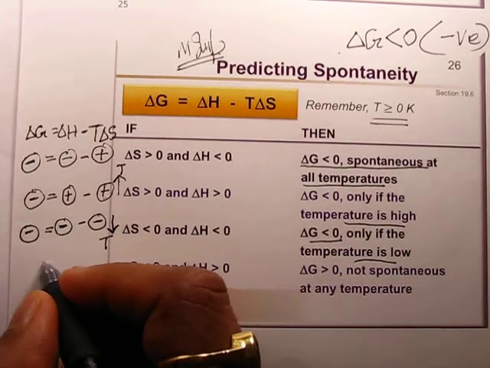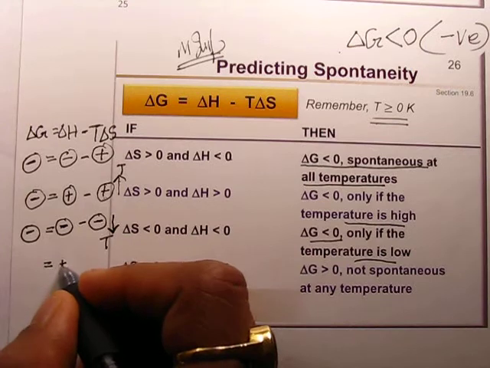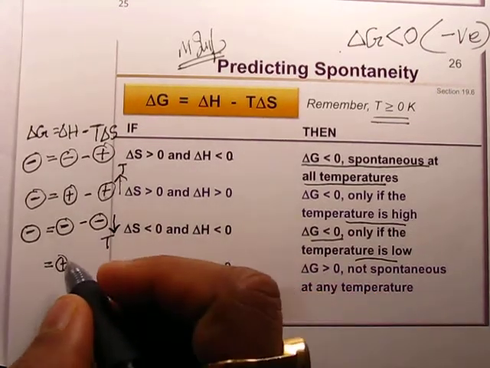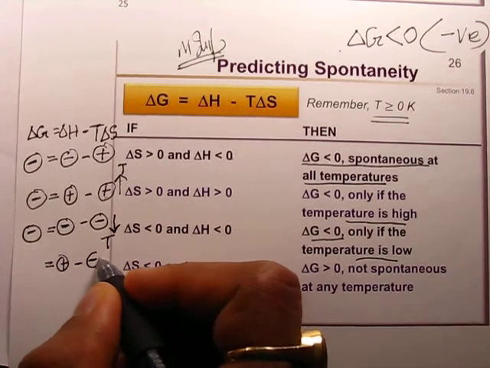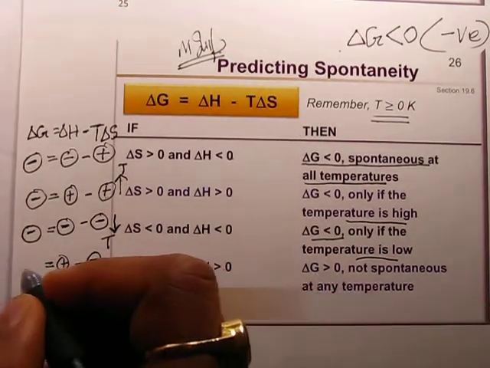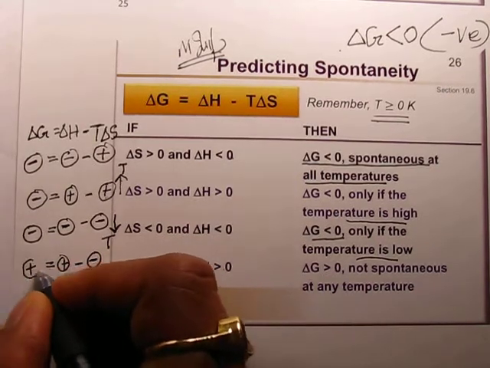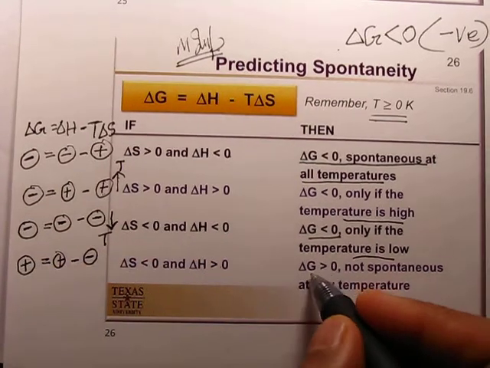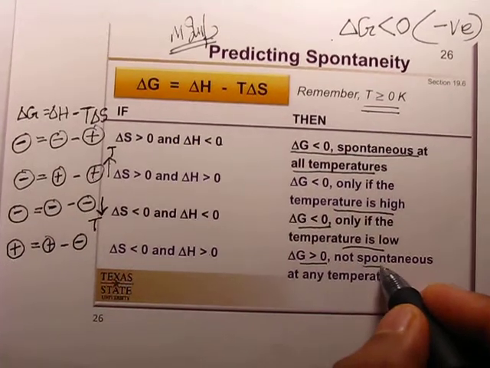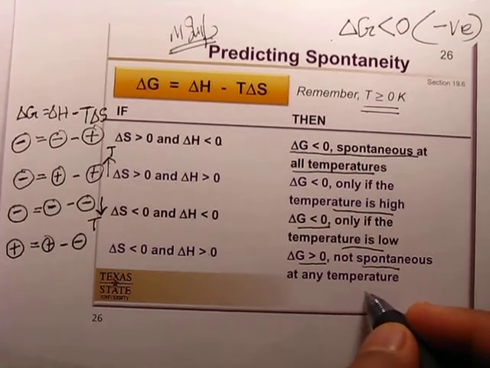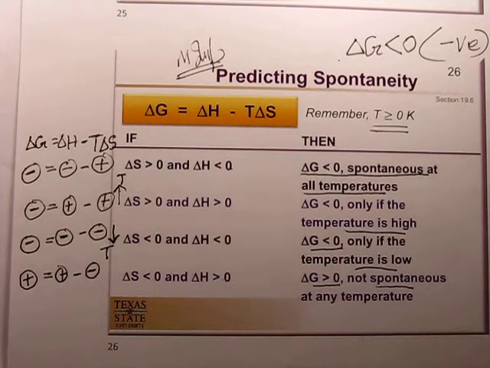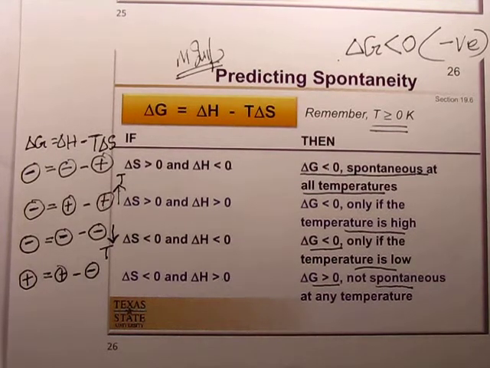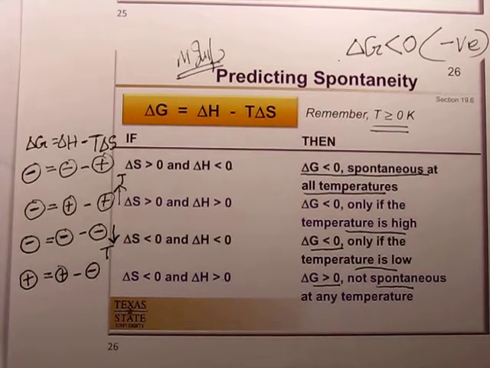The fourth condition is this one: if delta H is positive, more than 0, and delta S is negative, then we'll get delta G positive. In that case, the reaction is non-spontaneous at any temperature. So you have to understand this slide, and these are very important slides. You need to memorize them once again.